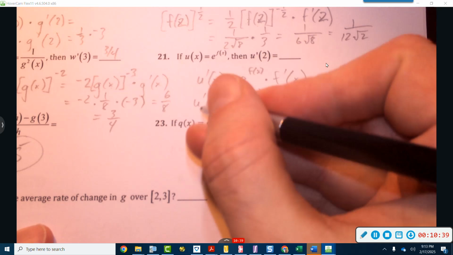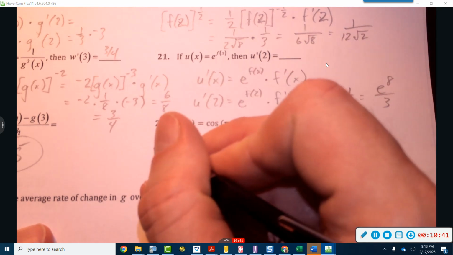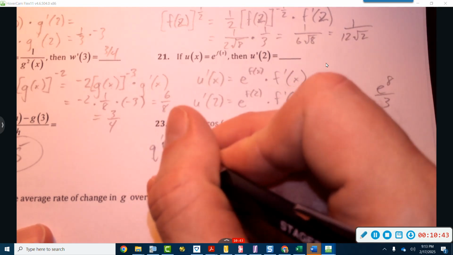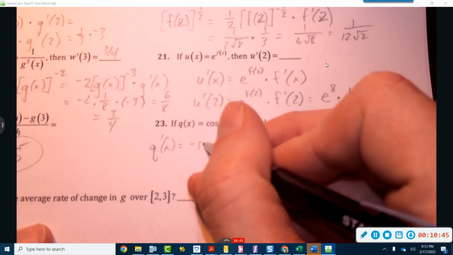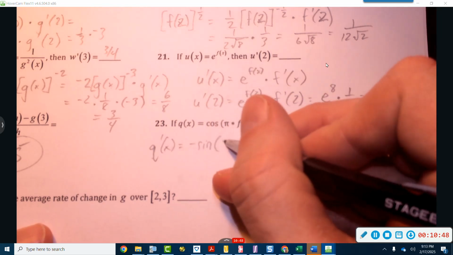Now we got some action going here. We're going to find the derivative of q, and it's going to be negative sine of whatever's on the inside.